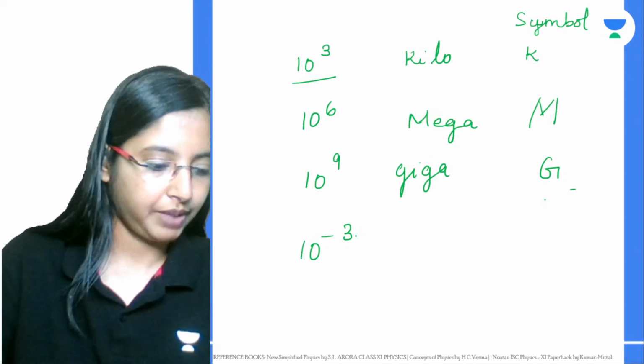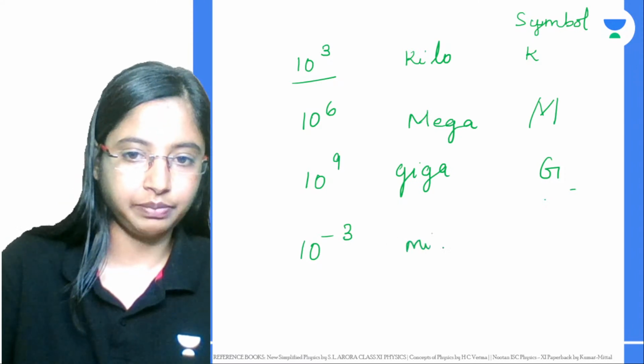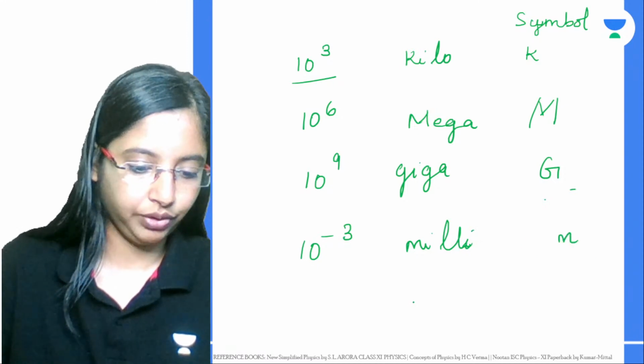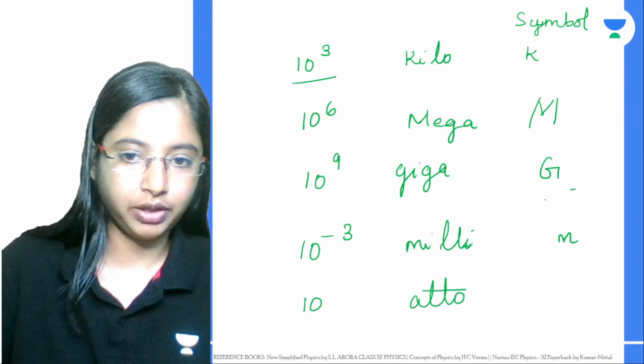10 to the power of minus 3, the milli, that is right. 10 to the power of minus 3 is milli, and the prefix we use is M. Let's see one more. What about atto? Do you know what value? 10 to the power of what gives you an atto?